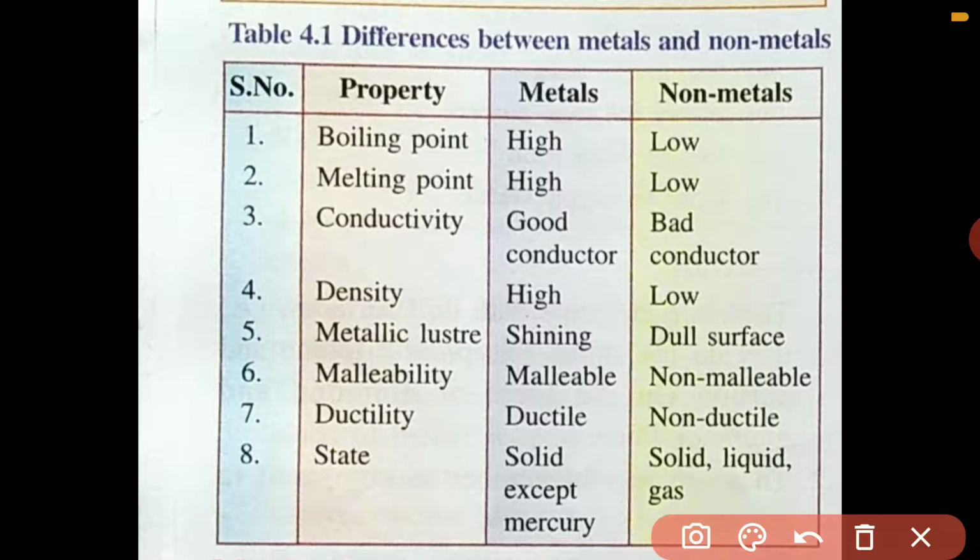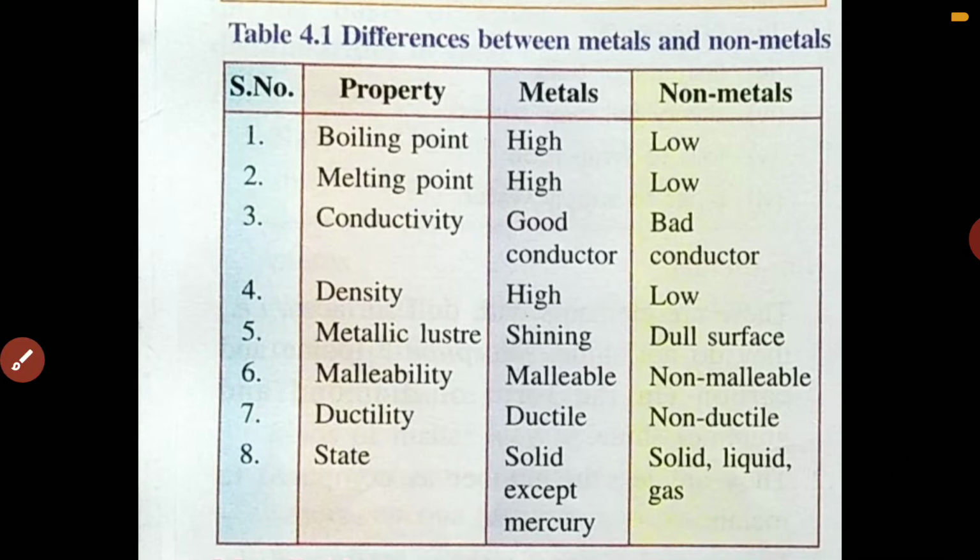Number 7, ductility. Ductility is the property of a material by which it can be drawn into wire. So metals are ductile, that means we can make wires out of metals, whereas non-metals are non-ductile. The last one, state. Metals are generally solid in nature except mercury, whereas non-metals can be solid, liquid and gas, but generally they are gas.